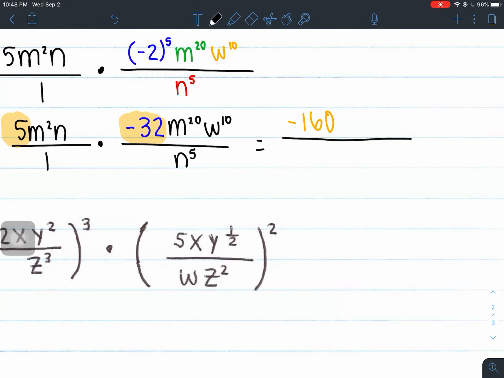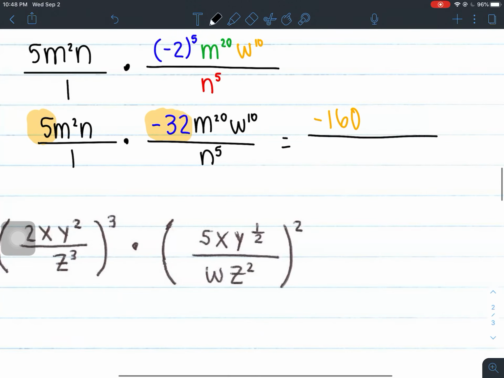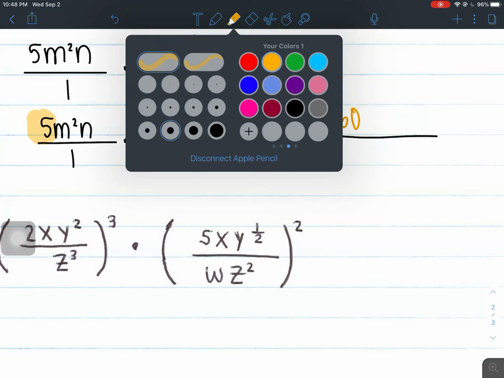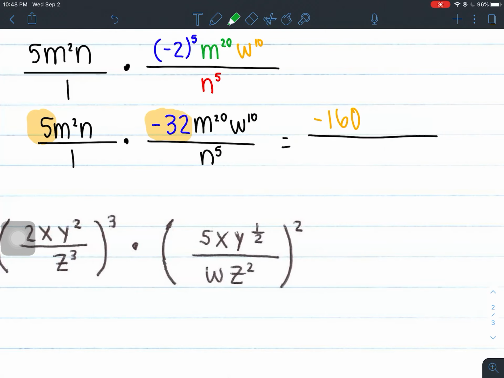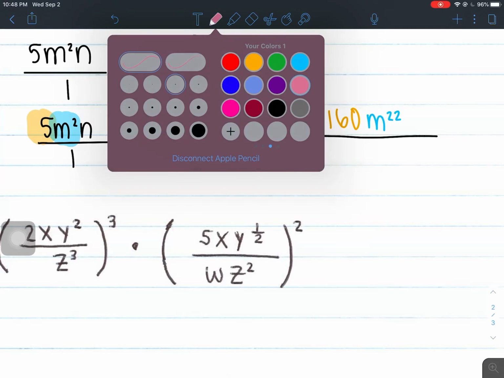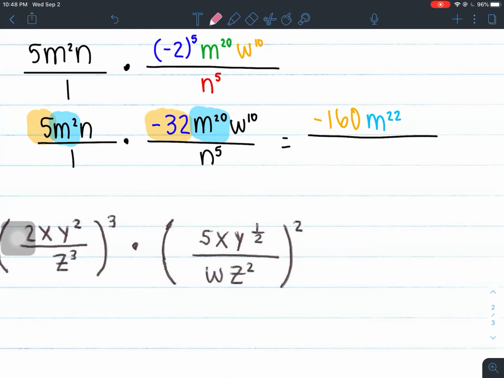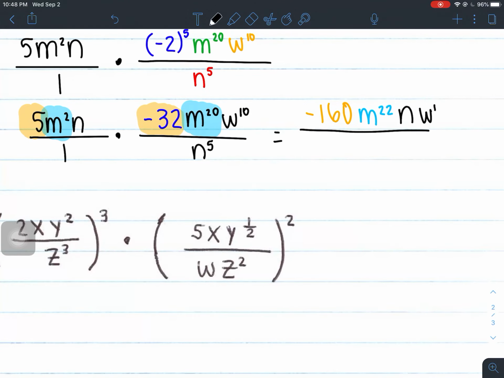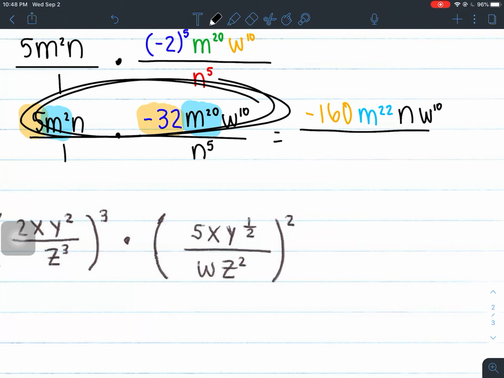Now again, this is all over a fraction. I'm combining the fractions together. So 5 times -32 is -160, and in the numerator I have m's that are like bases, so I'm going to go ahead and combine those, m squared and m to the 20th. Now here I would add my exponents because there's no distributing going on, there's no parentheses, so this would be m to the 22, all right? And then I would look for, again, more like bases. Now, there's no like bases with n in the top, so the n is going to stay the same, and the w is going to stay the same because there's nothing else I can do up there, right?